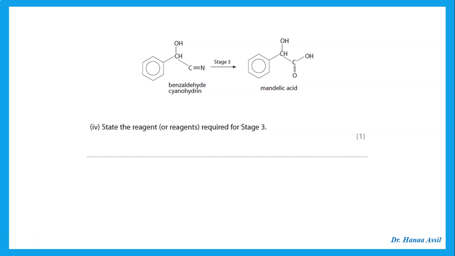State the reagent required for stage 3. What is stage 3? We're changing the cyanohydrin into an acid, so we're changing the nitrile group, the C triple bond N, into acid. How do we do that? We use aqueous acid, aqueous HCl, and this causes hydrolysis, and we form the acid from the cyanide group.